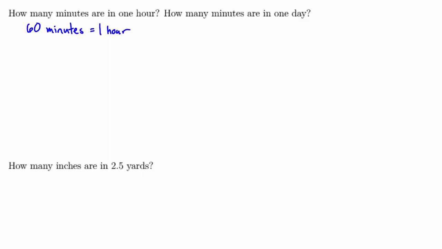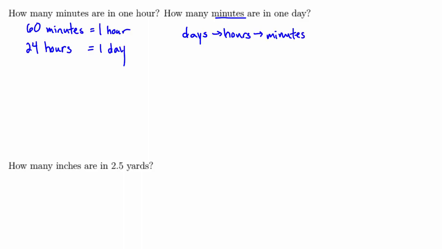We know that those two are equivalent, and we also know that there are 24 hours in 1 day. So to answer our first question, how many minutes are in 1 hour? 60 minutes. But how many minutes are in 1 day? We can see that there's this intermediate unit of hour to get us from minutes to hours to days. And I'll write this out. So we can either go from minutes to hours to days, or in this case, we're starting with 1 day, and so we'll go days to hours to minutes.